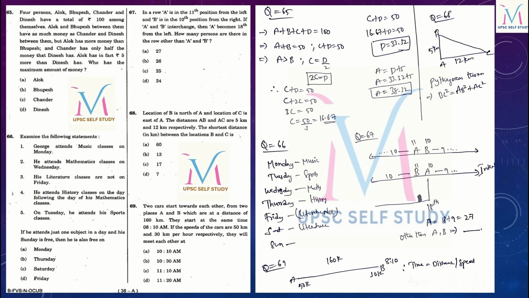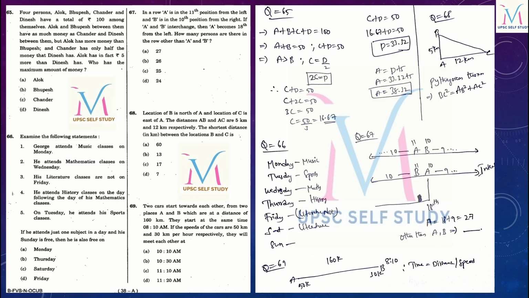So now here, at what time will they meet? Okay, now we have to find the time. As you know, the time formula is time is equal to distance by speed. So what is the distance? 160 kilometers. And what is the speed? Since we added 50 kilometers and 30 kilometers, that is 80. So distance is 160 kilometers by speed 80 kilometers per hour. By calculating this we get 2.